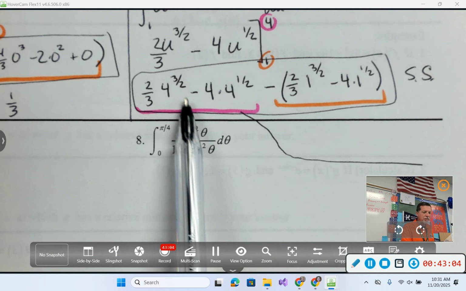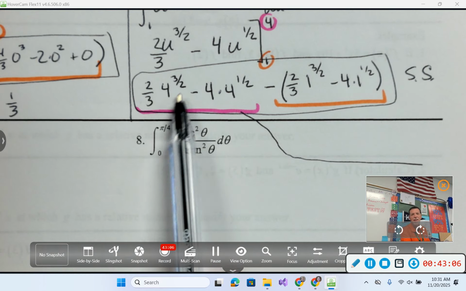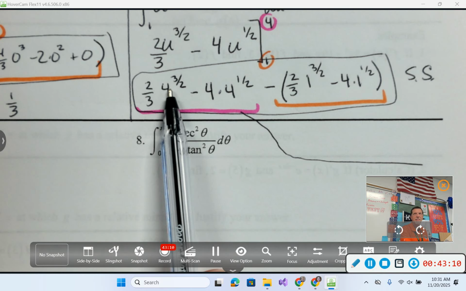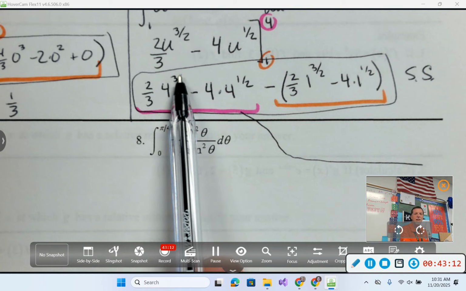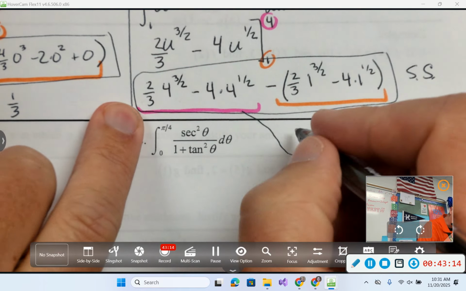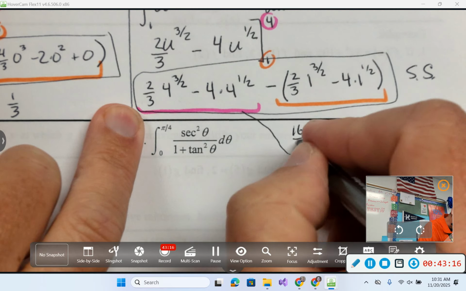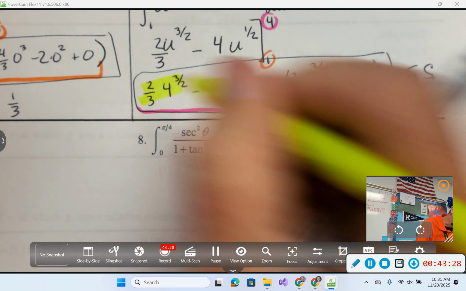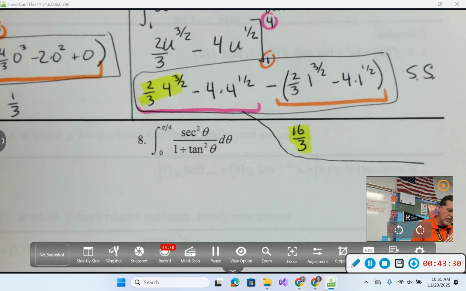So let's remember how to do the root and power thing. So I need the square root of 4. That's 2. 2 cubed is 8. Times 2/3 would be 16/3. Is that too much in my head all at once there? Two-thirds of 4 to the 3/2 is 16/3.